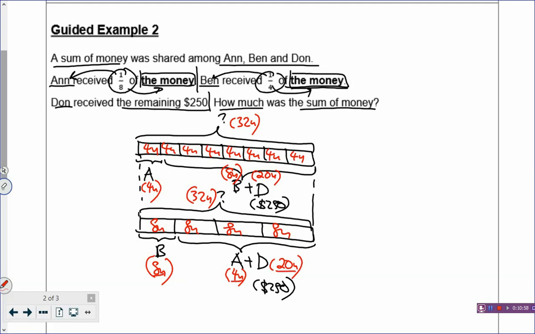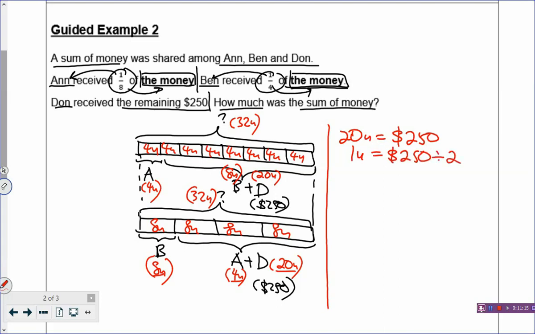Okay, so now we can find the question mark. So how do we find the question mark? If you look at the model, you can see that Don received 20 units, which is also $250. So your 1 unit will be 250 divided by 20. And what do you get? Now you will get $12.50. Alright, so your 1 unit is $12.50.